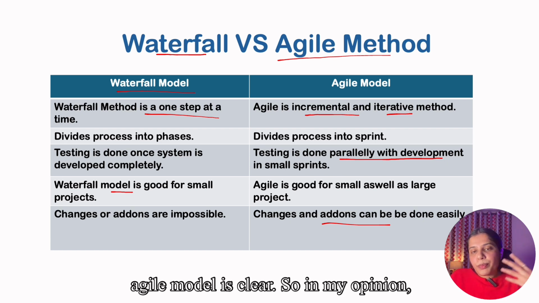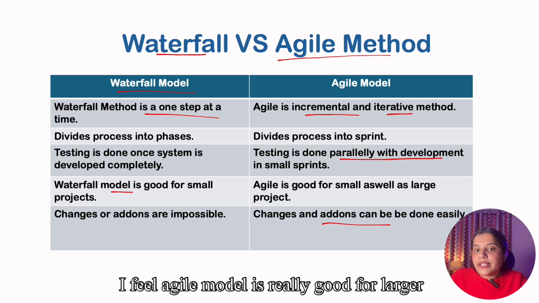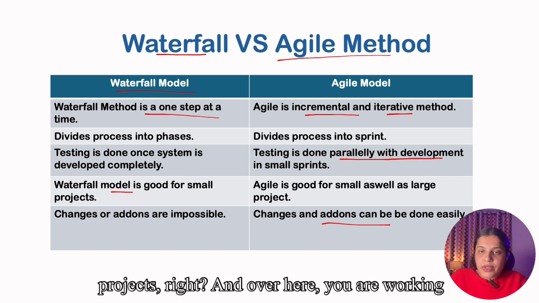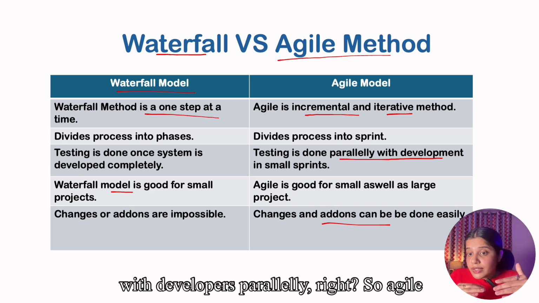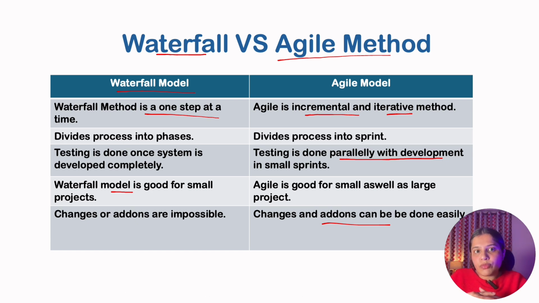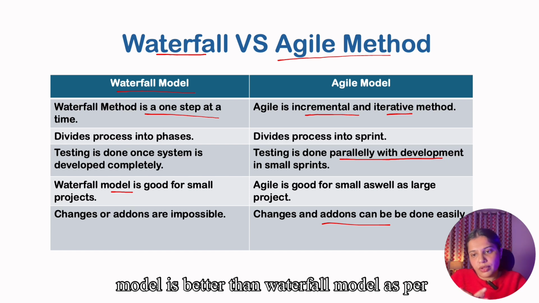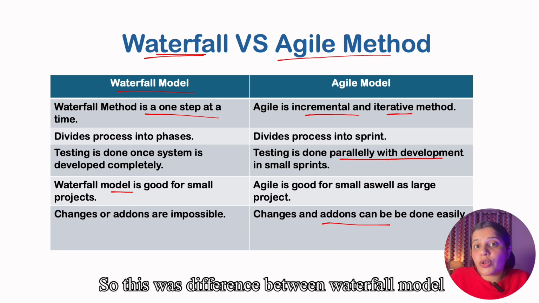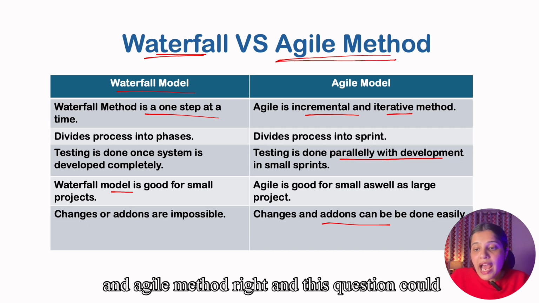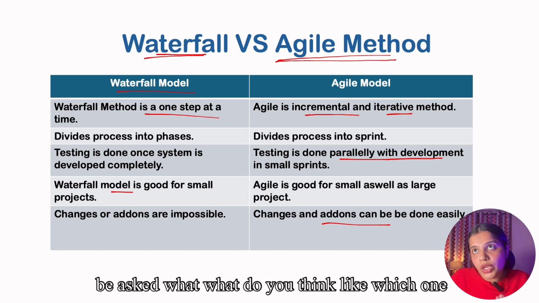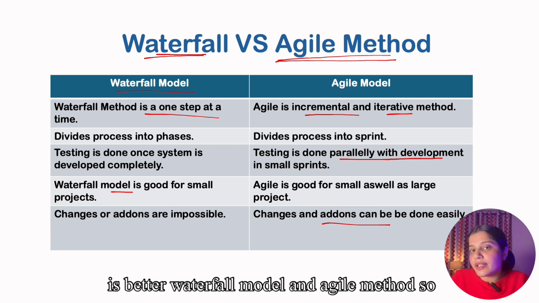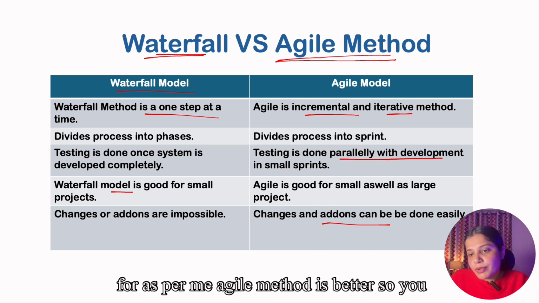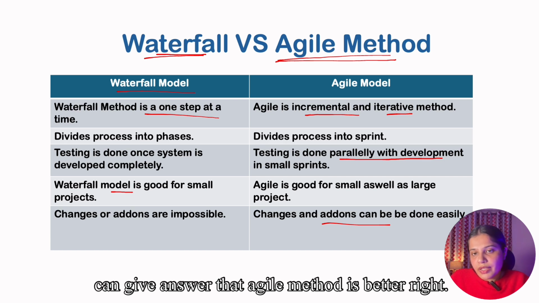In my opinion, the agile model is really good for larger projects, and over here you are working with developers parallelly. So the agile model is better than the waterfall model as per me. So this was the difference between the waterfall model and the agile method. And this question could be asked: what do you think, which one is better, the waterfall model or the agile method? As per me, the agile method is better. So you can give the answer that the agile method is better.